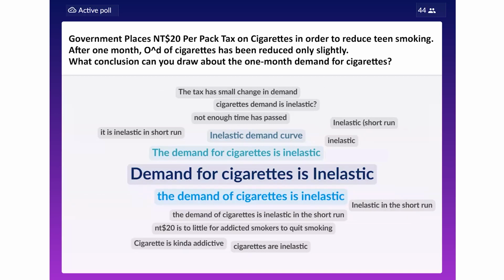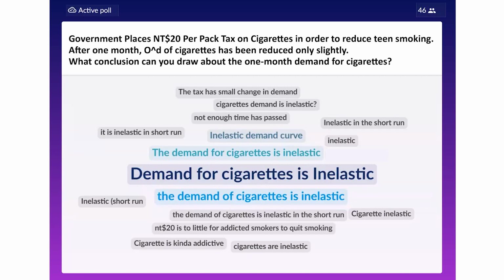So even if the price now goes up by 20 NT dollars, would a smoker go to the convenience store and say, oh, it's so expensive, maybe I should not buy it? Well, unlikely. It is true that in the long run, things could be different. But if you look at only 1 month, it's really the short run, the immediate response. And remember, people might not even notice the price increase because it only happened 1 month ago.